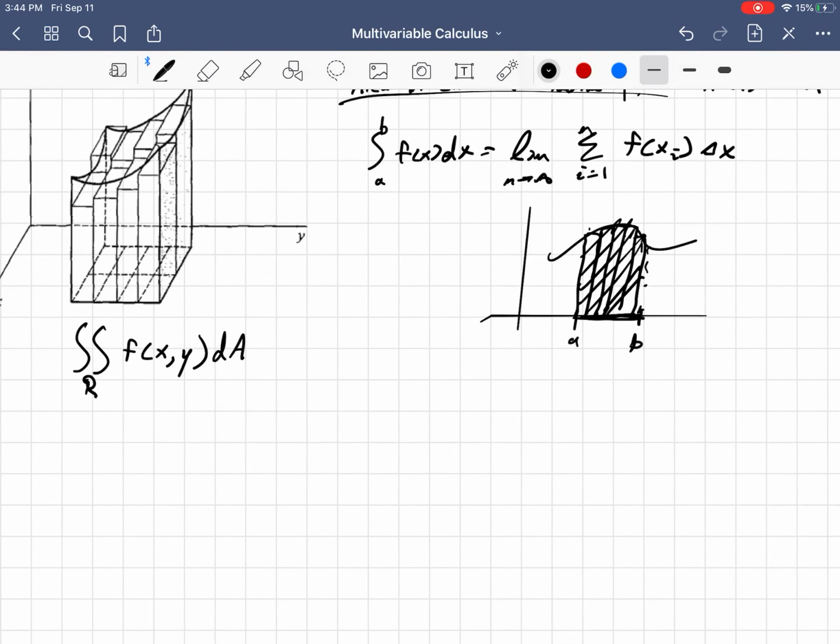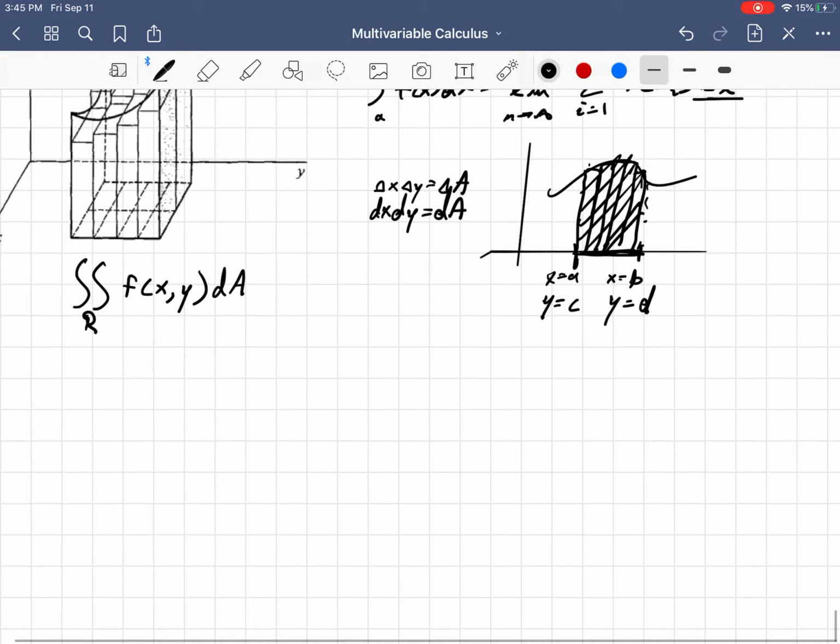And it's dA because originally, right, we were just integrating over the x-axis, from x equals a to x equals b. Now we need to integrate from x equals a to x equals b, but also from y equals, say, c to y equals d. And so now we've also added a delta y into the mix, right? And so it would make sense that delta x times delta y is delta A. And using calculus notation, dx dy is dA. And so that's where the dA kind of comes from, loosely speaking.